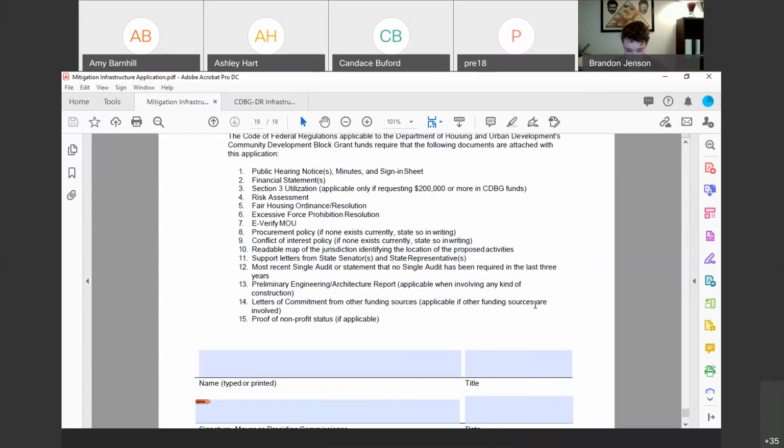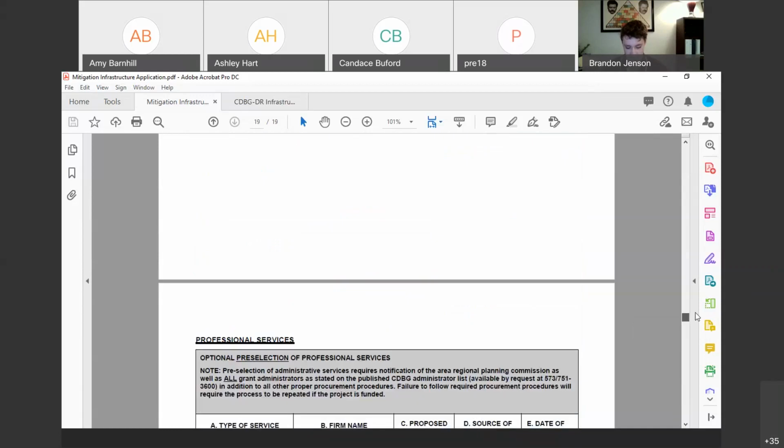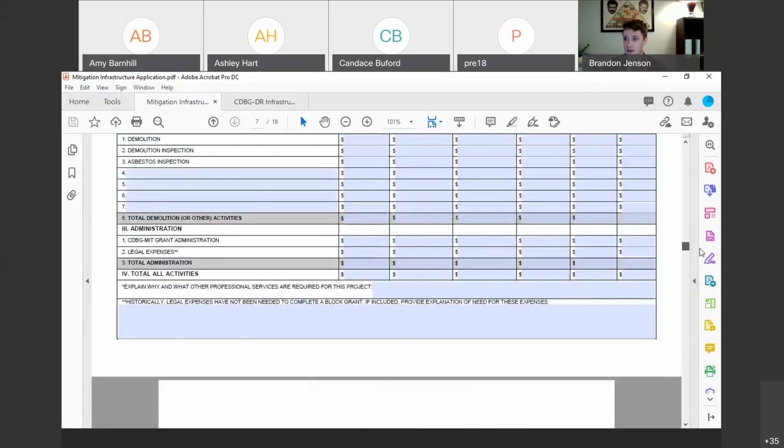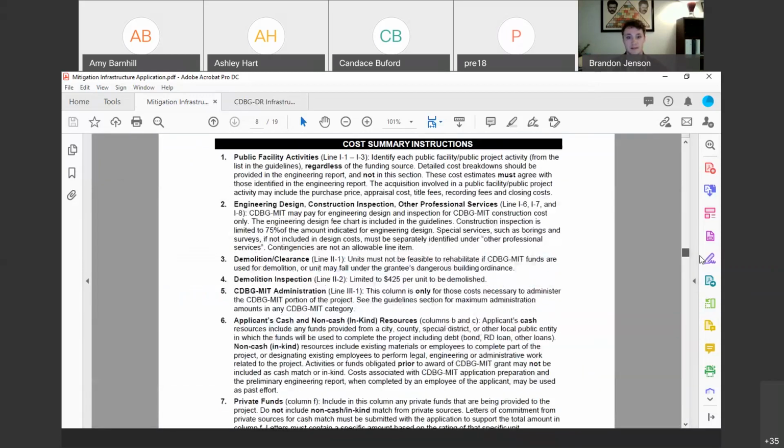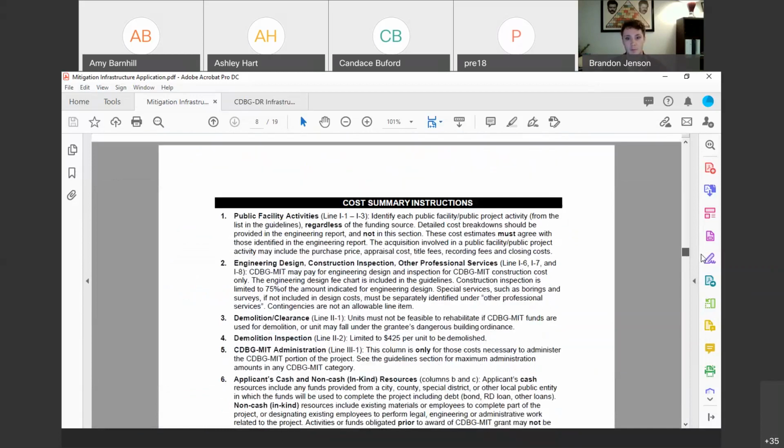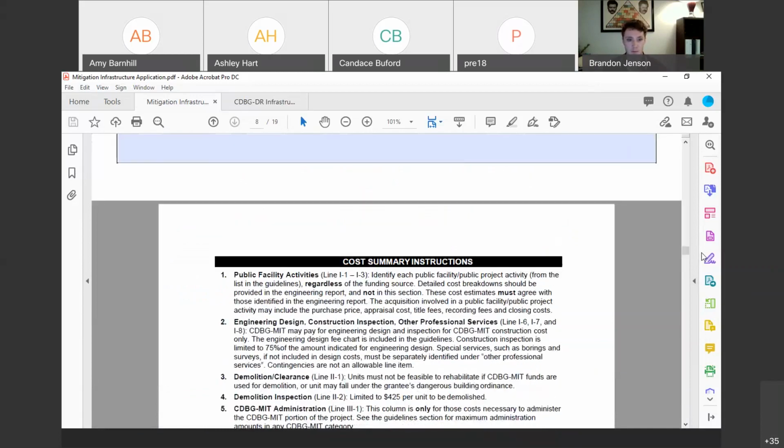The instructions for the activity cost page, basically the budget, state that the costs must directly align. Looking at item number 1, they must be in agreement with the engineering report. So does that mean we should be working with the engineering firm to have them update any PER cost estimates to include what we estimate for the cost of ADCs?